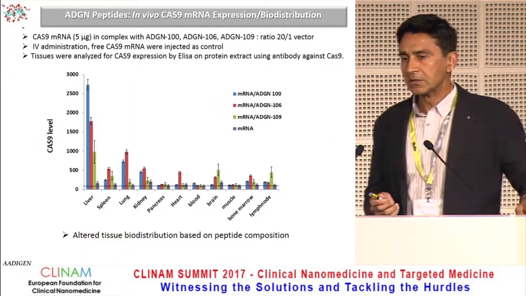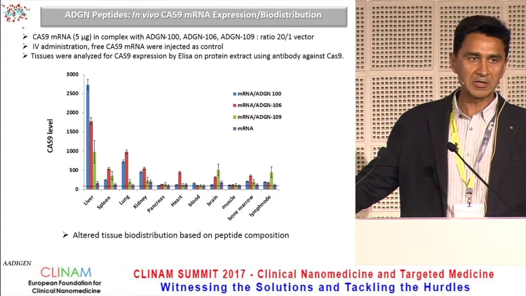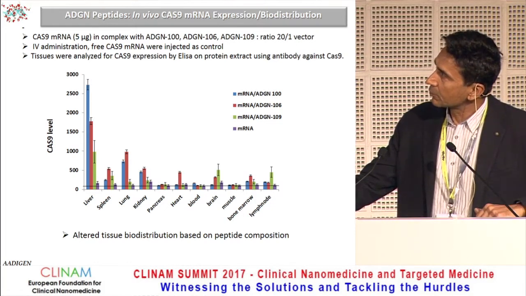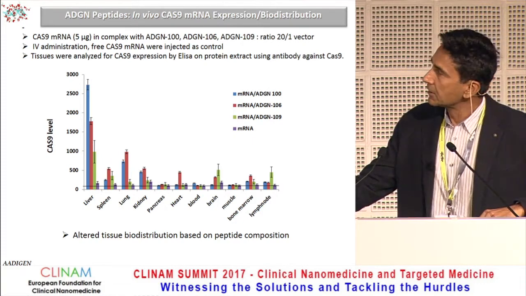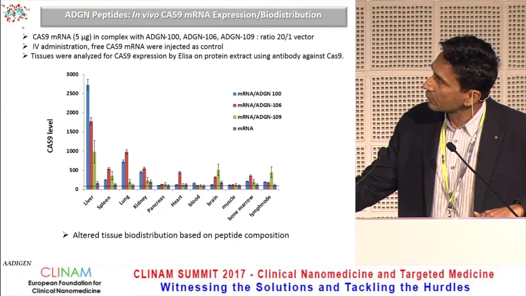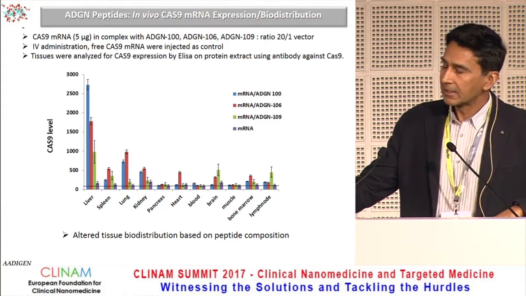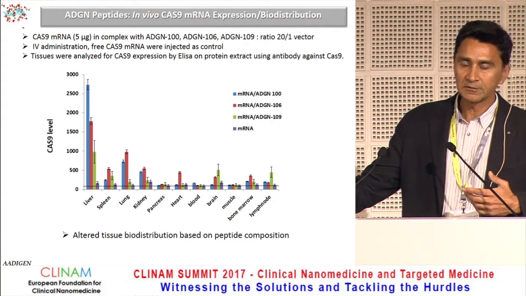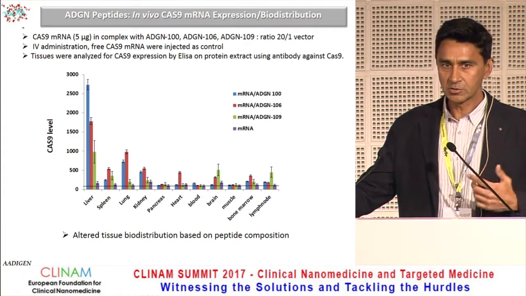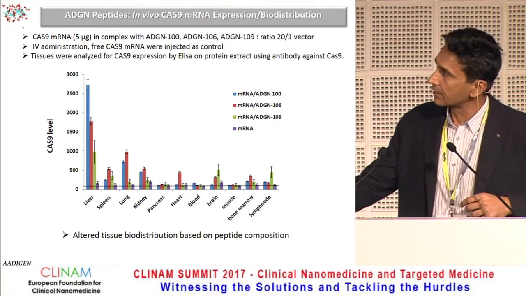So what happens now? So that was in vitro. Gene editing in vivo is certainly an important consideration, and there's a lot of debate about that. But we wanted to see how these peptides behave in vivo. And again, depending on the peptide, so here we have 3 different peptides, and what we've done is taken mRNA for Cas9 and injected that intravenously into mice. And then we look for Cas9 expression in the different tissues as a way of determining the biodistribution of where the peptide or the particles ended up.